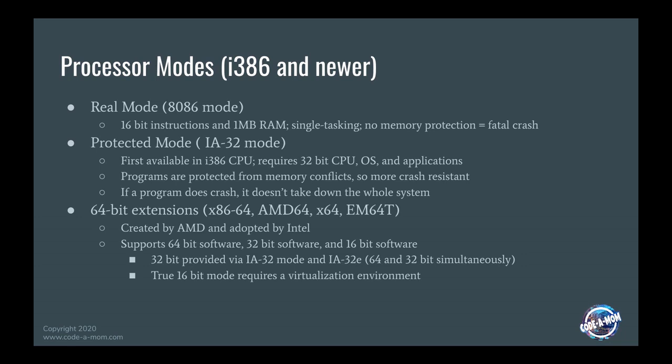These different modes came from the Intel 386 and later processors. So this is another reason why the 386 is such an important CPU in terms of the history, because it provided these different modes. Real mode was equivalent to running one of the older computers, the 8086 types. And that only gave you 16-bit instructions and access to 1 megabyte of RAM.